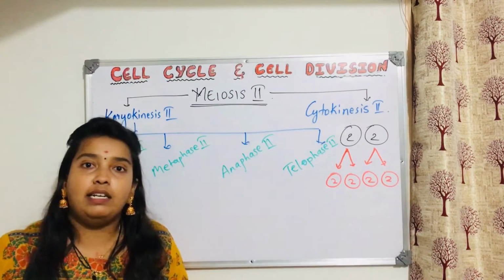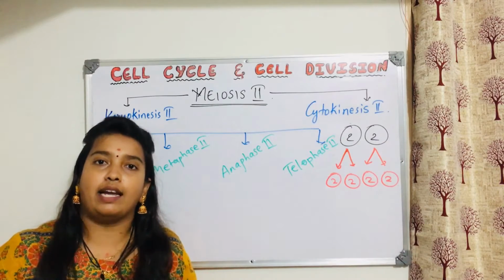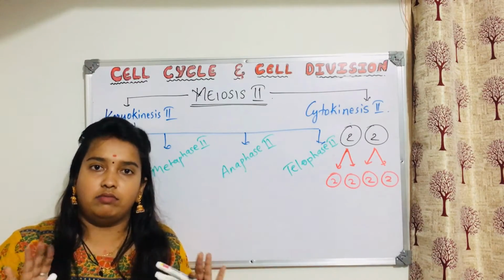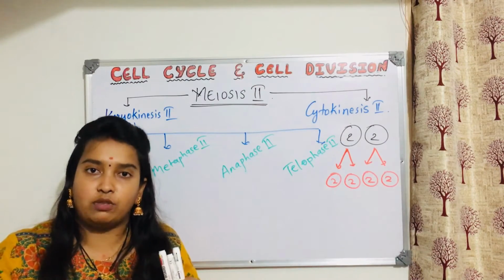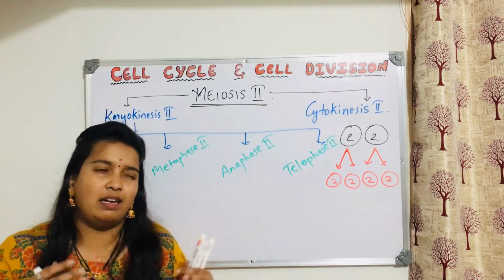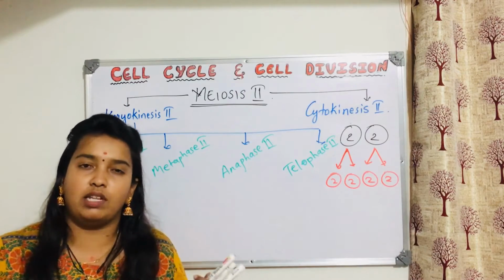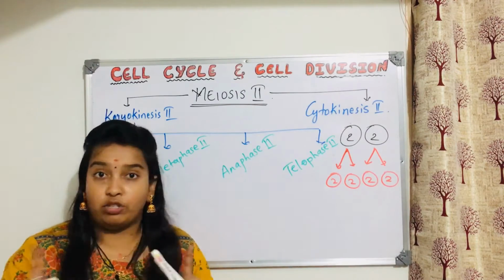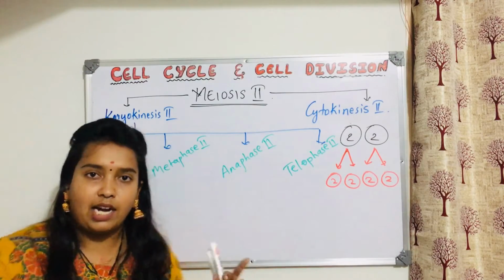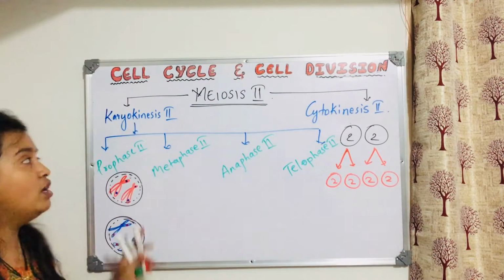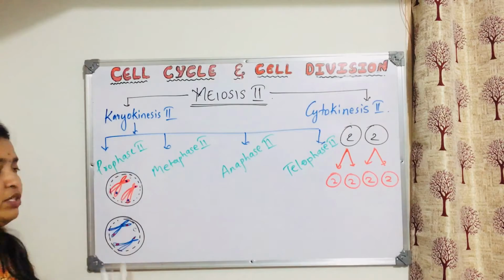And what happens in interkinesis? Nothing much happens in interkinesis. It is just a stage of waiting before the next one starts. A little bit of repair or similar things may happen. That's it. No replication of DNA. After that, it suddenly starts with meiosis 2, and that too karyokinesis 2, in prophase 2.